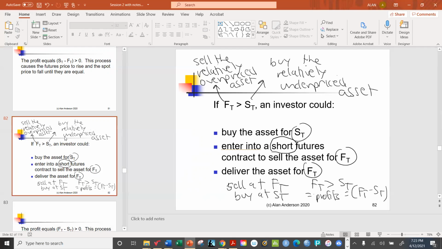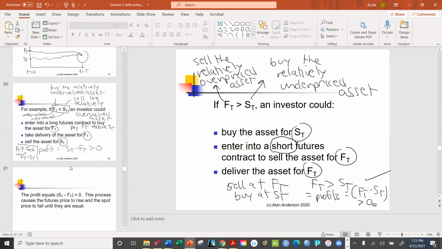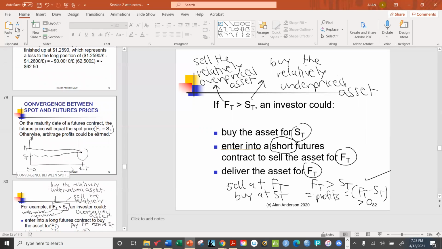Does that make us money? Well, sure, because we're selling the asset through the contract at F_T after having already bought it at S_T. Because F_T is assumed to be above S_T, this is our profit. This term is guaranteed to be positive. So what does this mean? It means that if F_T is below S_T, there's an arbitrage. If F_T is above S_T, there's an arbitrage. The only way to avoid an arbitrage is if F_T exactly equals S_T. Then there are no arbitrage opportunities.